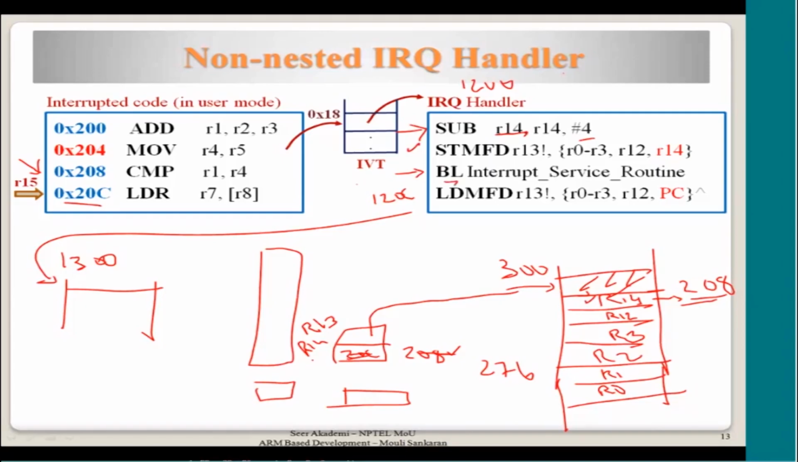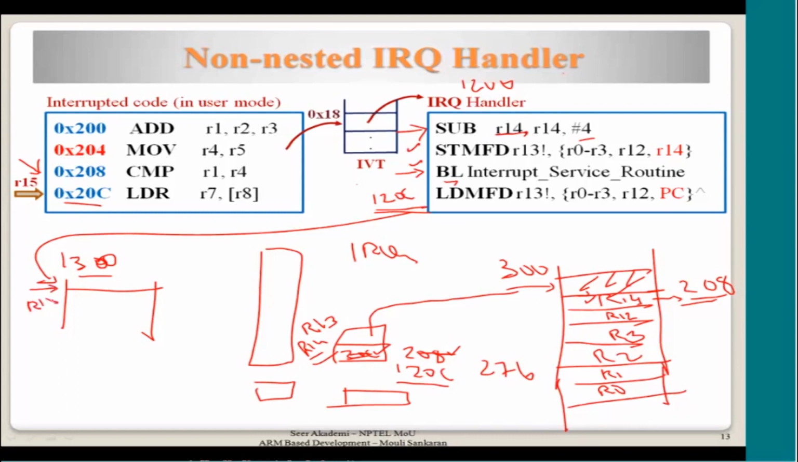So it sees R14 as its own IRQ bank register. It will write the address to which it is supposed to come back, that is 120C. Please follow me carefully. Here the processor gives you the exact PC value to which it is supposed to come back after this execution. So 20C is there in the PC, and automatically that is stored in R14. So you will see 120C here. Then assume the PC is now loaded with a new value, which is 1300, where the handler is.